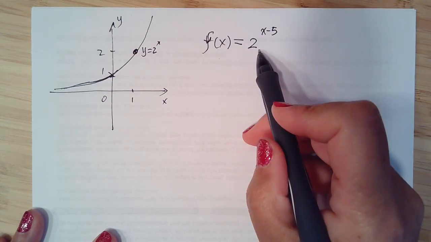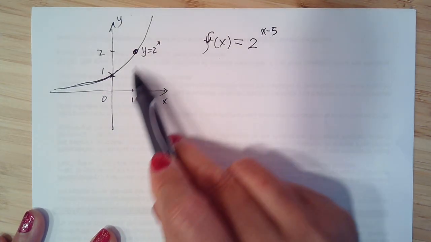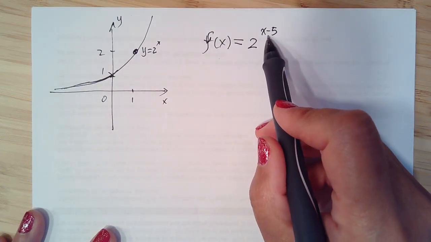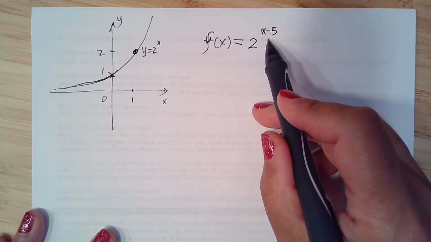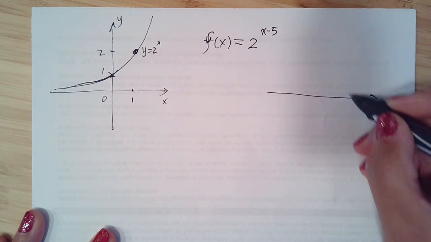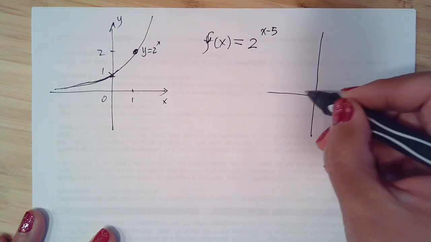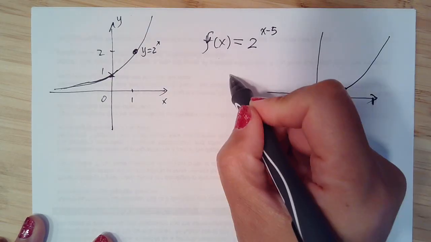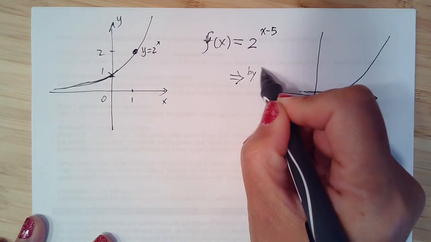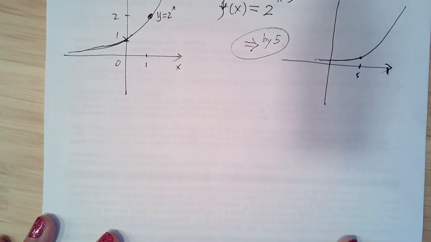Now, if I ask you to graph 2 to the power of x minus 5, you go from the parent function and you look at the 5. What happened here is a minus 5, which means you're going to shift to the right by 5. So the graph will look like this. That means you shift to the right by 5. That's what it says. So far, so good?